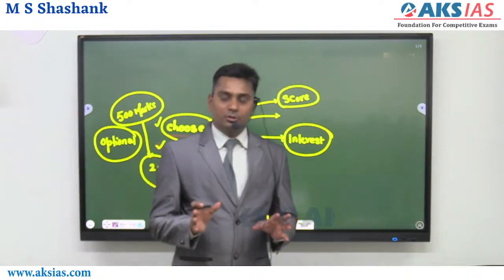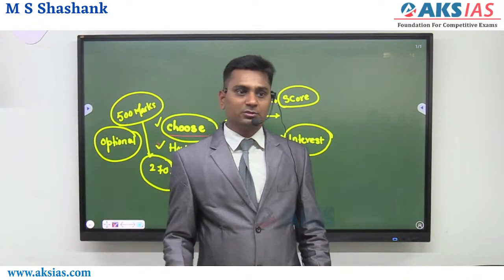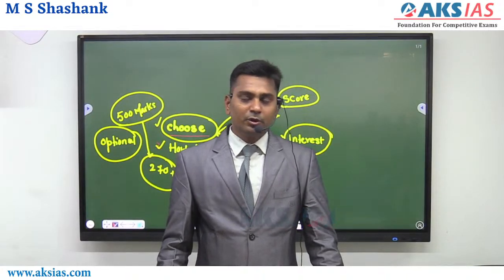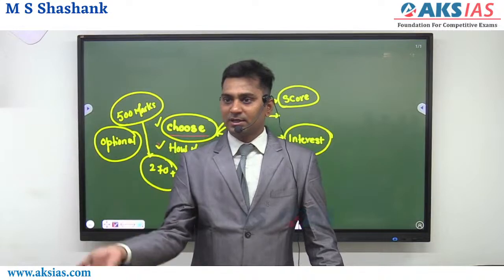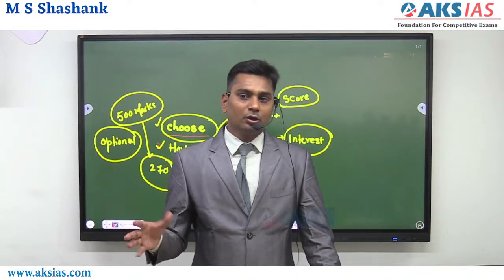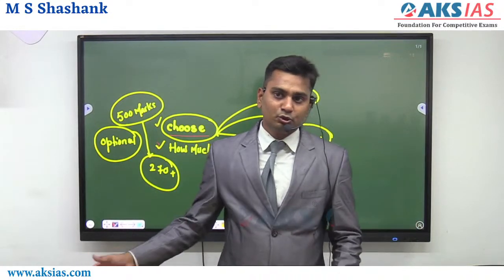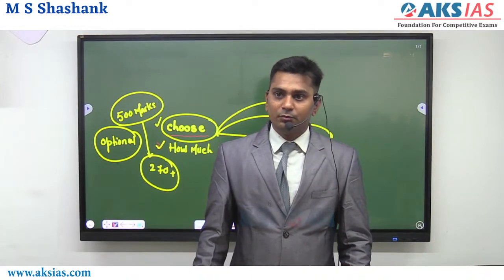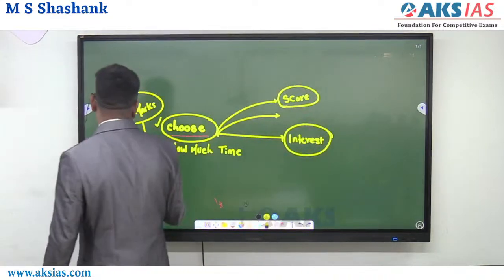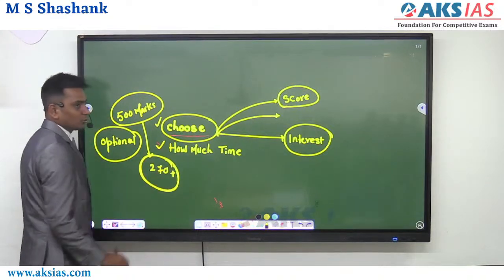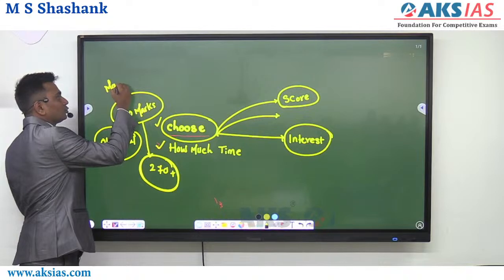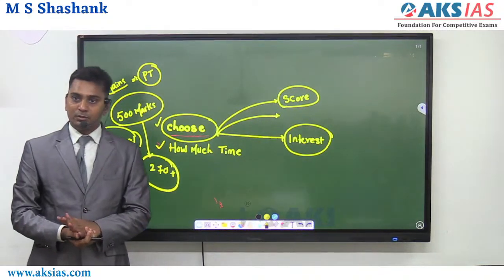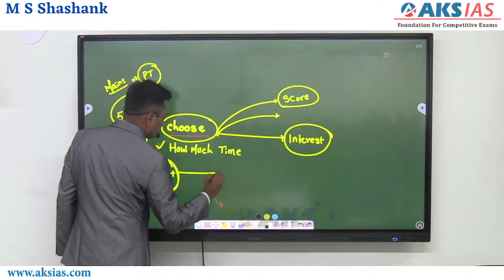So which optional gives that scope? With a little preparation also you can score this 270. What do I mean by little preparation? Just having a rough idea about what is there in the syllabus and preparing, not to 100%, at least 60%. If you have prepared, you should be able to get this 270 plus. So this is the first thing you have to choose, where you can score maximum. Because the moment you are scoring 270 plus in your optional, that is going to increase your marks in mains, and that makes you enter the personality test very easily.